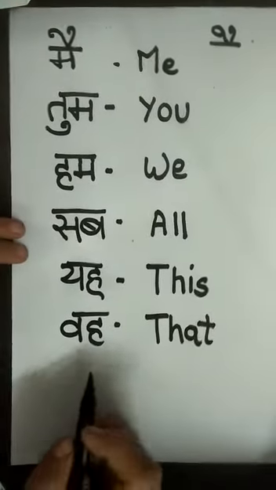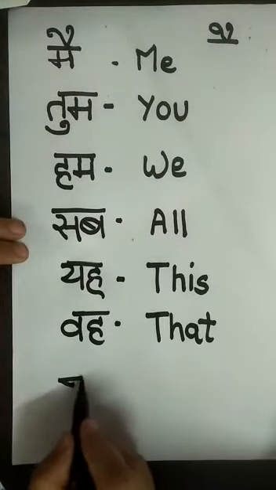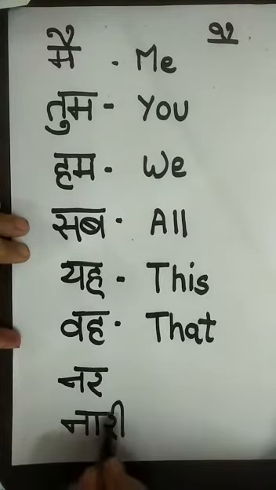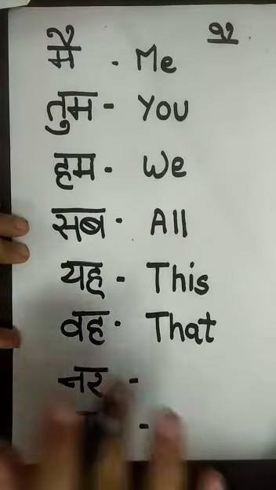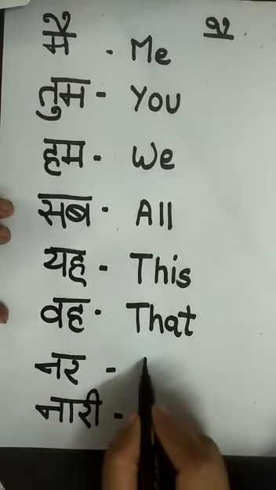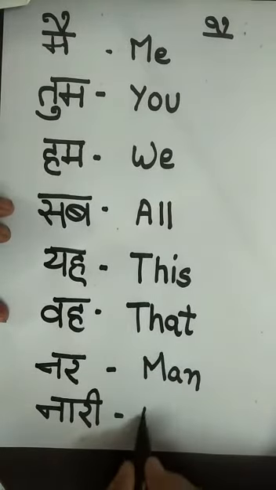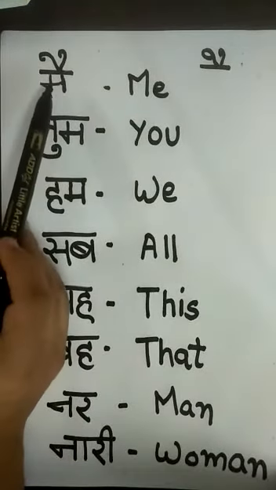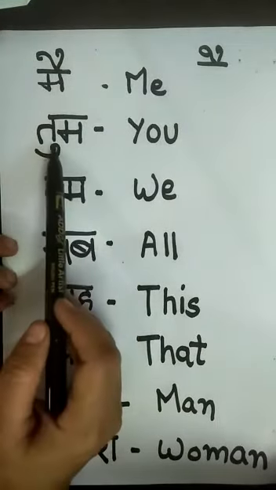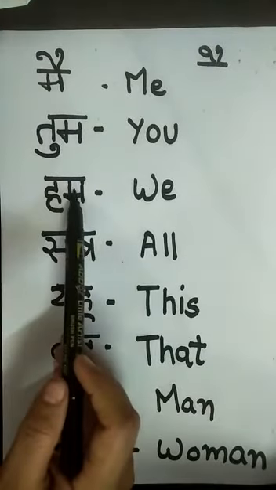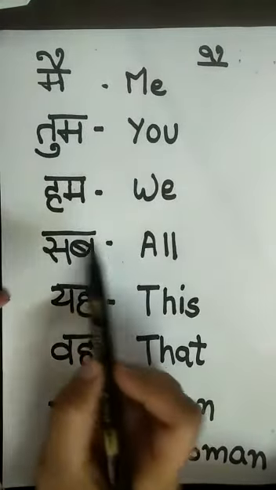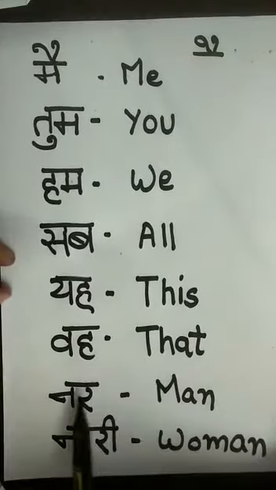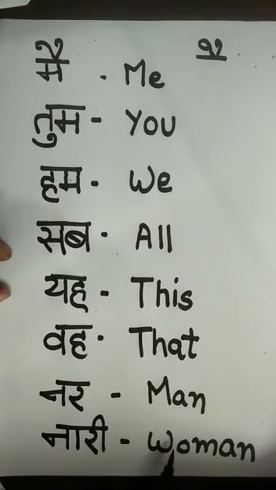Now two more words we learn are Nar and Nari. Nar and Nari. I've taken almost same words so that you can relate with each other. Nar is man and Nari is woman. Man and woman. Right? This is मैं, me, तुम, you, हम, we, सब, it's all. यह, this, वह, that. Nar is man and Nari is woman.